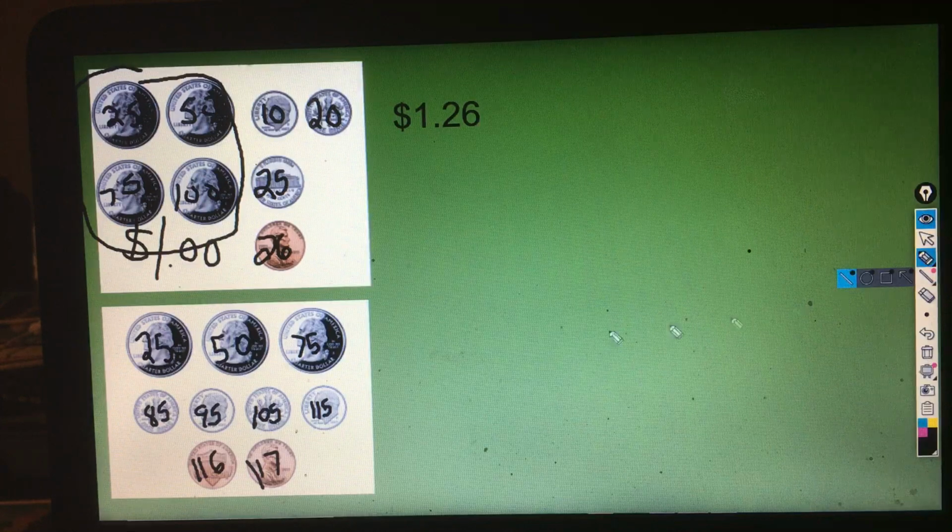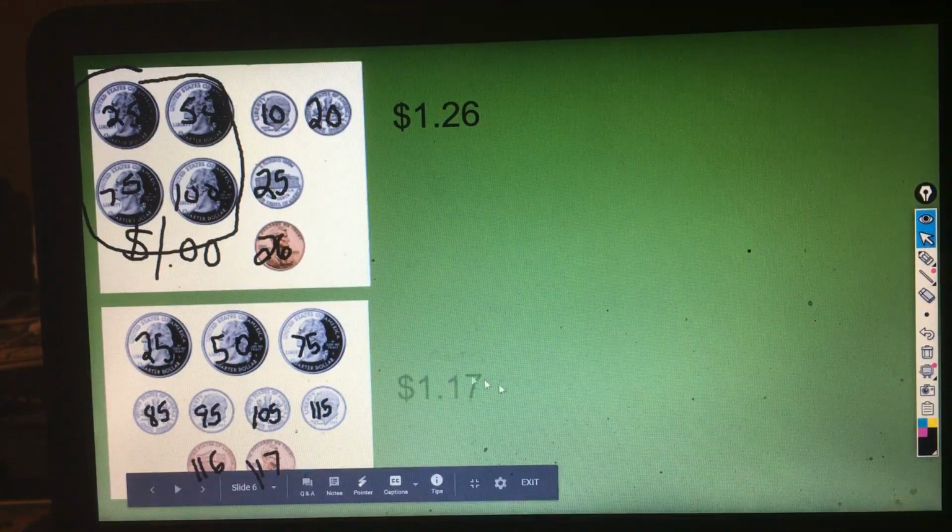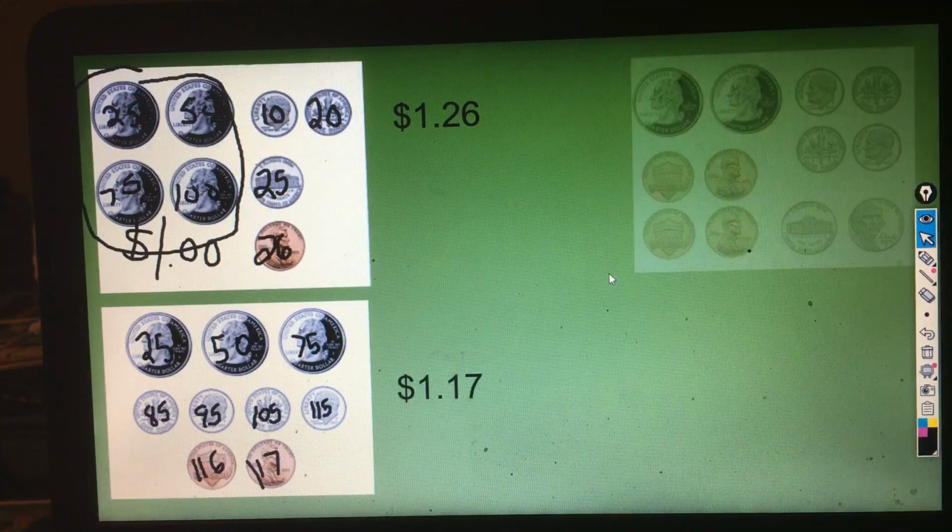Now remember, when we write this, we don't write nonsense like 117 cents, because once we get to 100, we start saying dollar. So when we write this out, it still looks like 117, but we're writing out $1.17. That's how money is written. So this is a good way to just get used to writing it that way from the beginning.